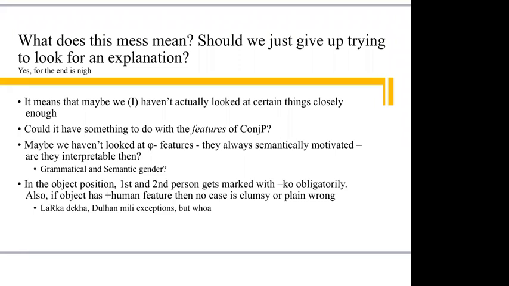Okay. Also, the one thing I didn't mention with Hindi is that in the subject position, agreement can be with person, number, and gender. In the object position, agreement is with number and gender only and not with person. But also, first and second person in the object always gets marked with ko. If you can think of counterexamples, please let me know, because I have not been able to find object sentences with a first or second person object that don't have a ko.